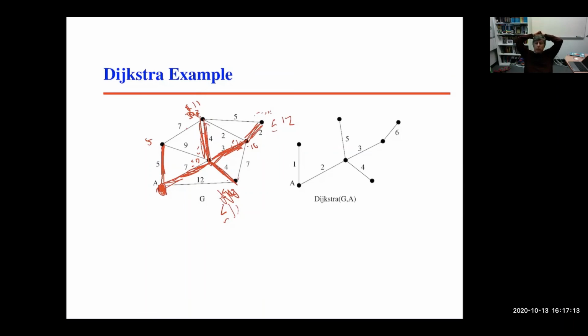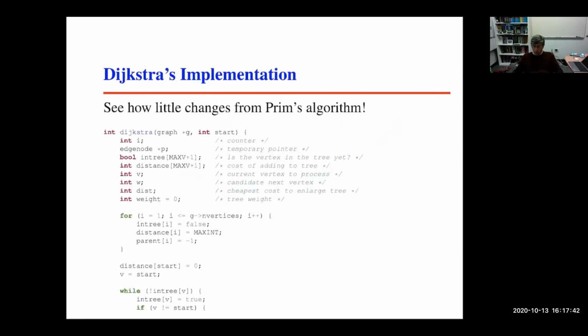Which algorithm does this smell like? Prim's algorithm. Does everybody see that? Prim's algorithm also involved starting from a vertex and one by one adding another vertex to the collection. Does everybody agree? And what is the difference between this and Prim's algorithm?